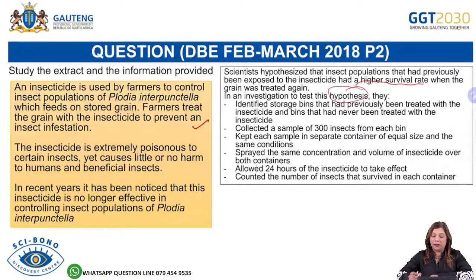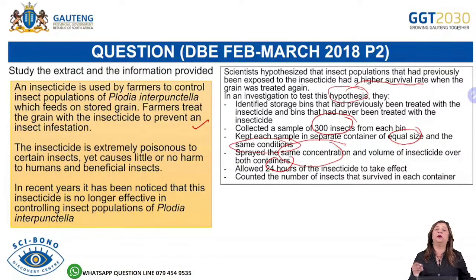They identified storage bins that had previously been treated with the insecticide and bins that had never been treated with the insecticide. They collected a sample of 300 insects, keeping each sample in a separate container of equal size and the same conditions. They sprayed the same concentration, I'm seeing a lot of same here, so we must take note of this even when we're reading, and the same volume of insecticide over both containers. They allowed 24 hours for the insecticide to take effect, and then they counted the number of insects that survived in each container.